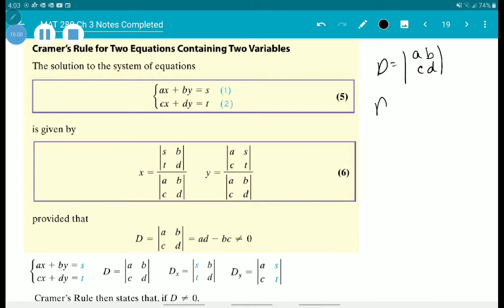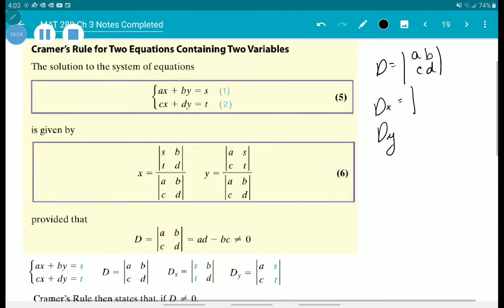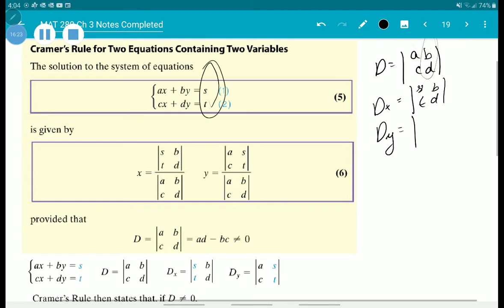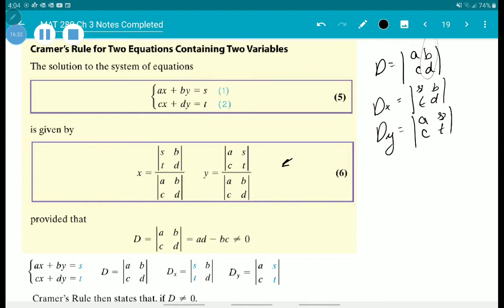And then I like to create a dx and a dy matrix. So dx replaces that x column with what's on the other side of the equals. So we're going to have s and t here, and then b and d. dy does the same kind of thing, only to the y column. We are now going to replace that y column, which would be here, with what's on the other side of the equals. So we have AC and then ST. So that's where this stuff is coming from.